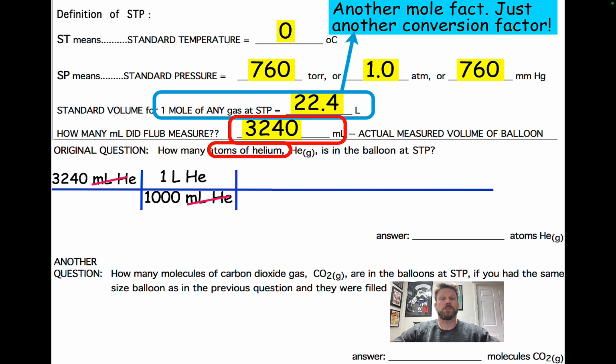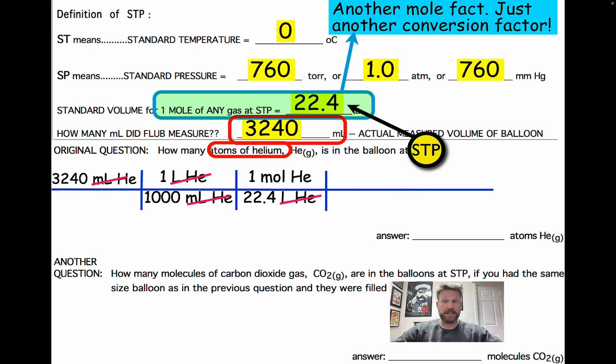At this point, we can use our new mole fact. The helium gas in the balloon is at STP. So we know a mole of any gas at STP would occupy 22.4 liters. This mole fact will allow us to convert from liters to moles. Liters have to cancel. So 22.4 liters of helium will go in the bottom section of the train track, which means 1 mole of helium goes in the top portion. This causes liters of helium to cancel, leaving us with moles of helium.